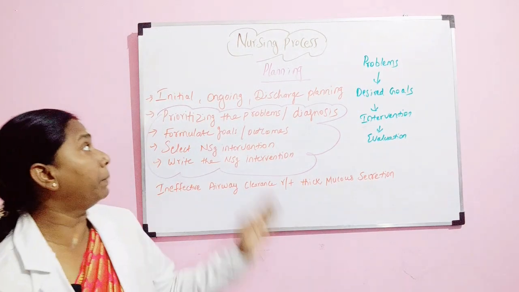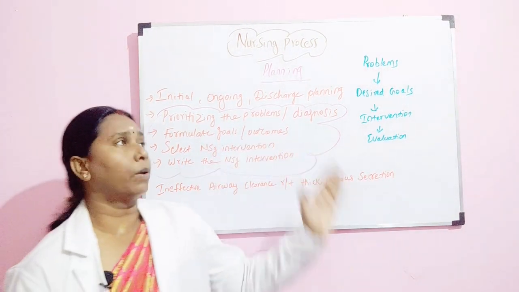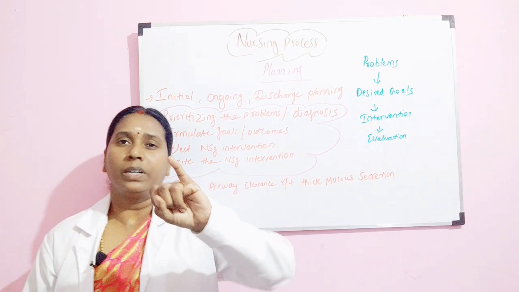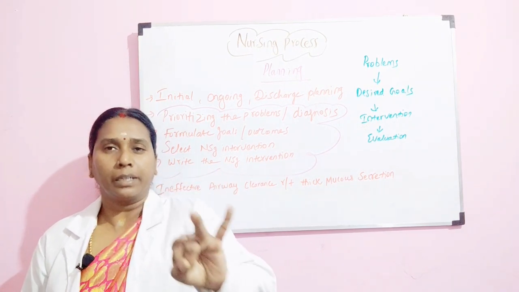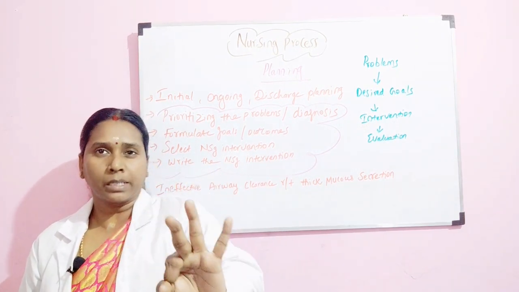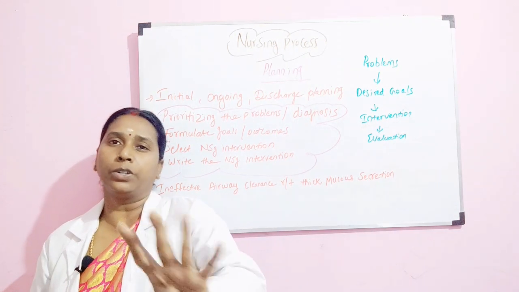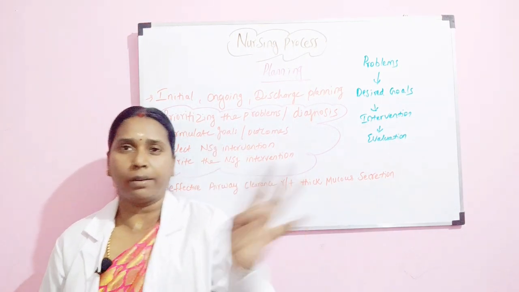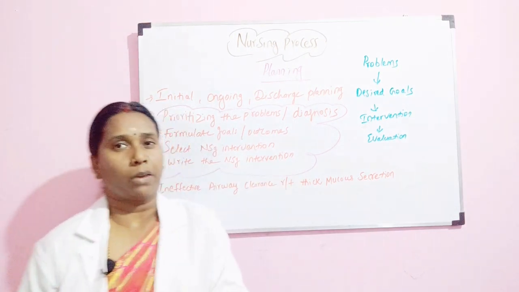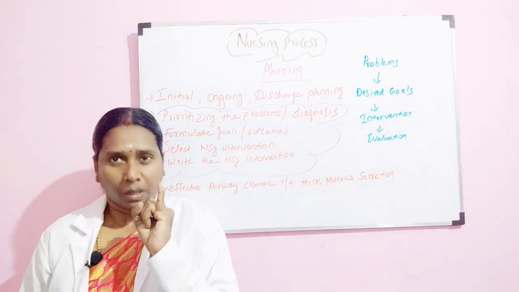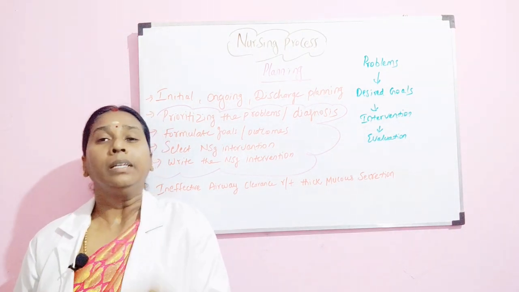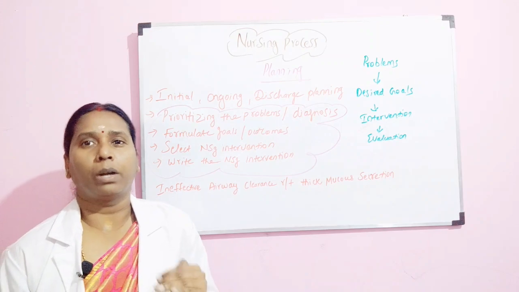Okay, so I am repeating. Prioritizing the problems and diagnosis. So first is your actual problems, then comes the potential problems, the risk problems, and finally your syndrome, that is your health education areas must come. Okay, so you have to plan according to the need, according to the priority you have to start.